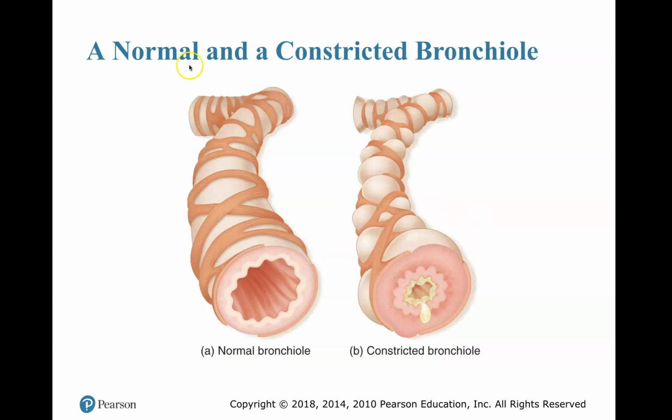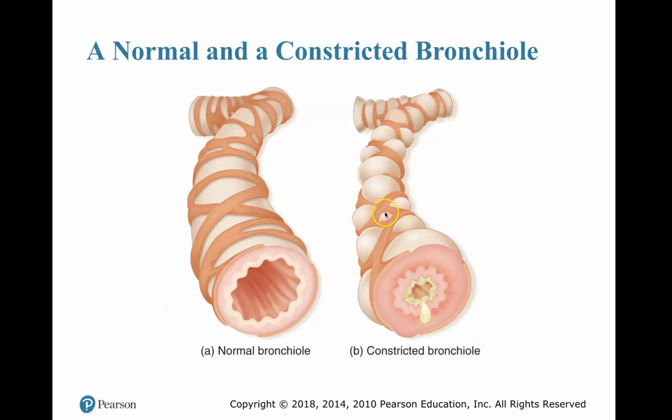Okay, a normal and constricted bronchiole. Remember what the bronchioles are. They branch off from the trachea at the bronchus. And what you see, this little netting around here, is smooth muscle. Okay? And we have a normal bronchiole. It's not constricted. It's not dilated. It's normal size. Air moves in and out.